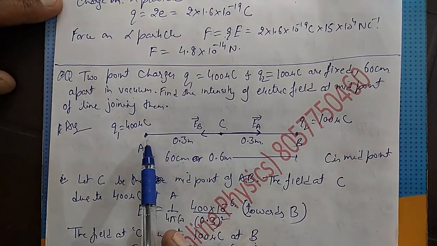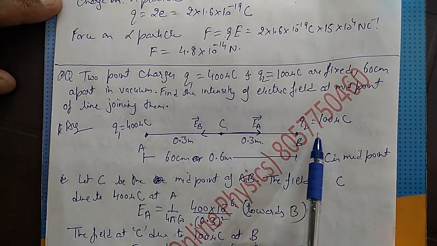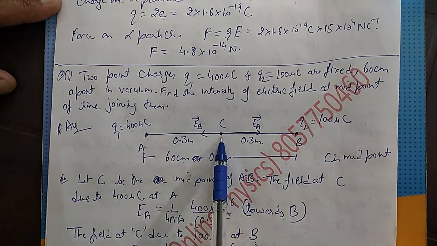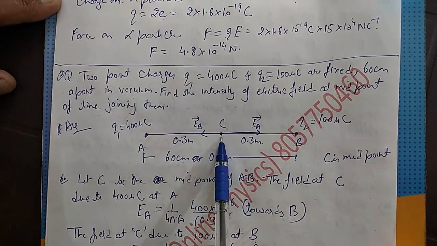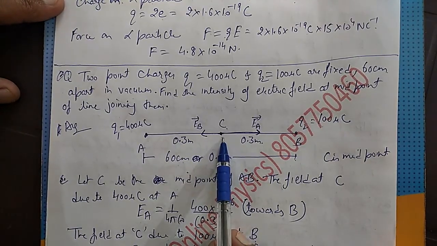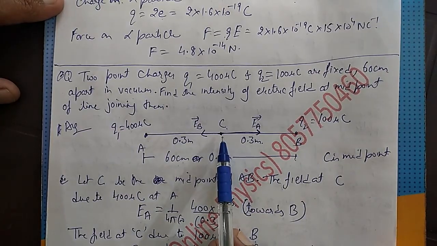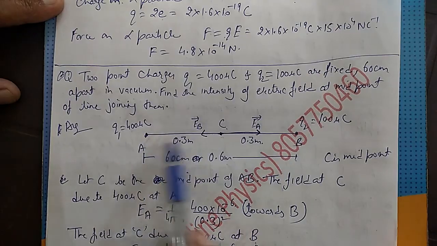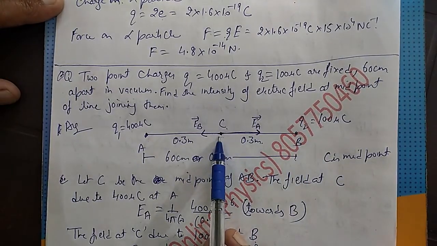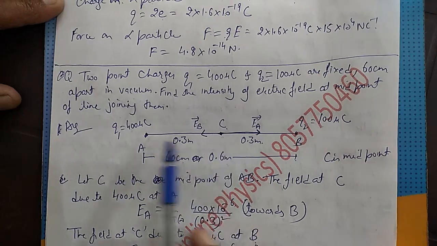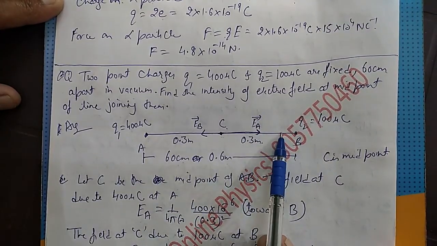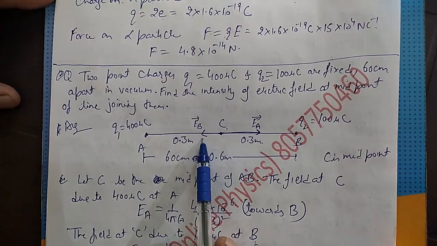If you check the diagram, point A has charge 400 microcoulomb and point B has 100 microcoulomb. And we have to find the electric field intensity at point C, which is the midpoint of the line joining AB. Now here, to get the field at C, we imagine a unit positive test charge. If you imagine a test charge here, then the charge at A will repel it towards right, while the charge at B will repel it towards left. So the field at C due to Q1 is denoted by EA, which is towards right, and due to Q2 is denoted by EB, which is towards left.